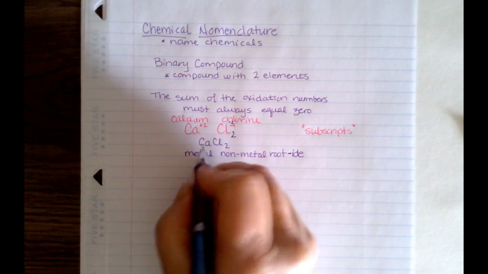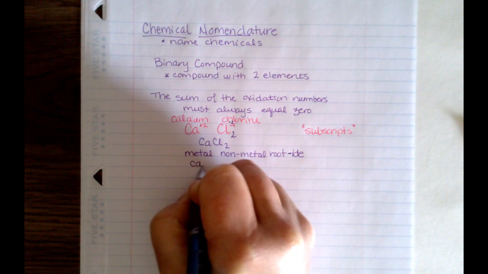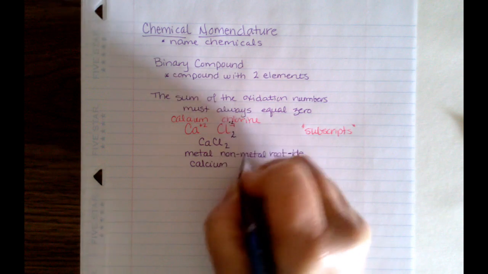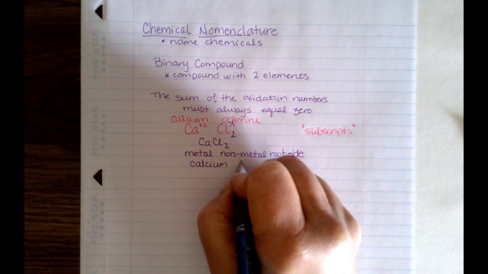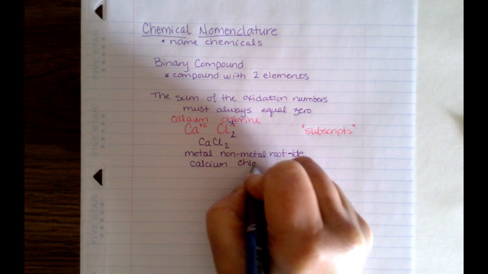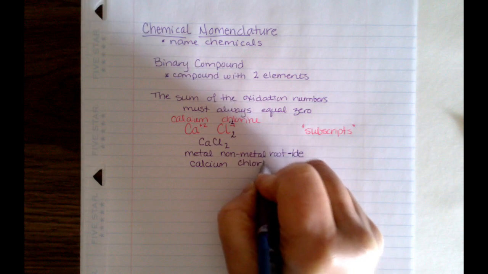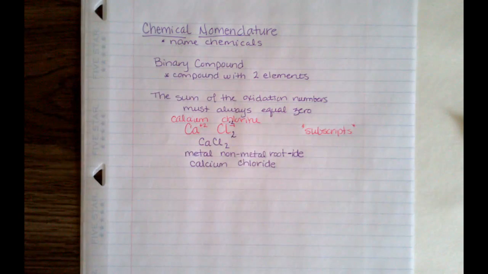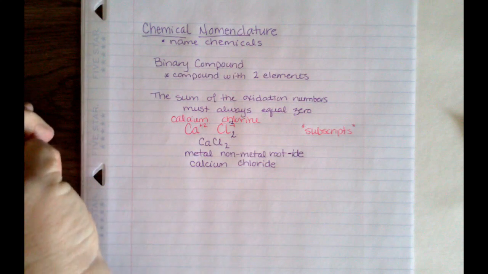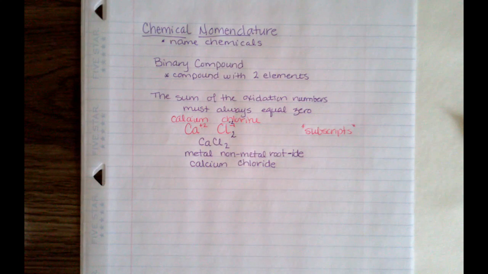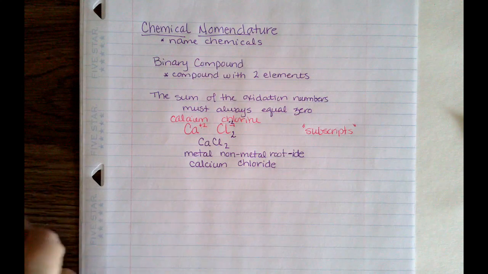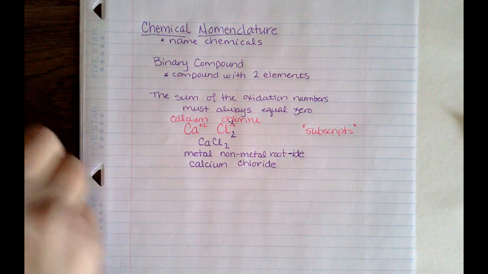So here the metal is calcium. The nonmetal root, the root of the word, is chlor. And then I finish it with ide: calcium chloride. Okay? Let's clear up that screen just a little bit there. Maybe that's a little bit better. Let's try another one.